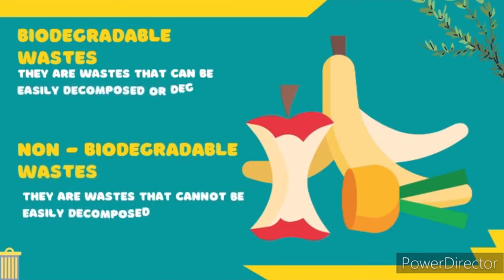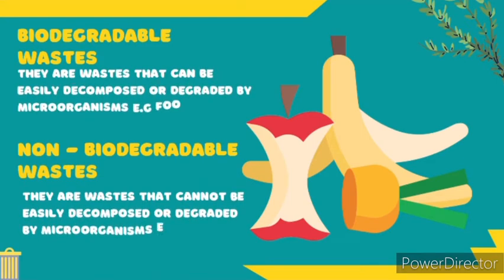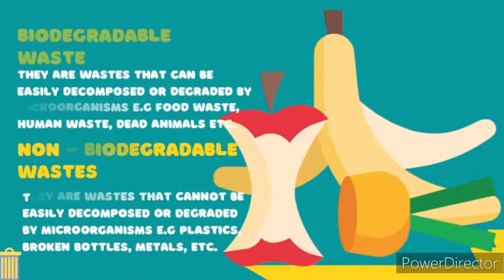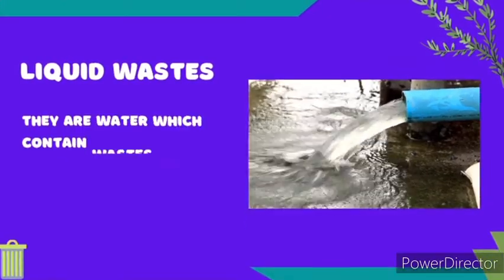Now, solid waste can be biodegradable or non-biodegradable. Now, what do we mean by biodegradable? They are waste that can be easily decomposed or degraded by microorganisms or microbes. Examples are food waste, human waste, dead animals, etc. Then non-biodegradable wastes, they are wastes that cannot be easily decomposed or degraded or decayed by microorganisms.